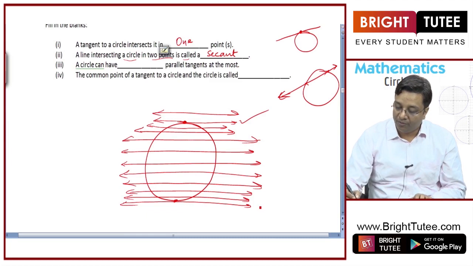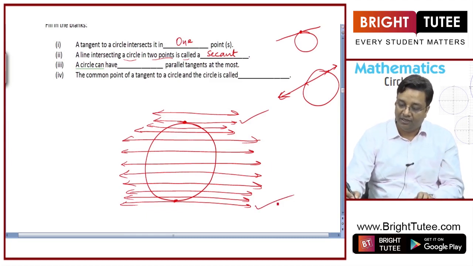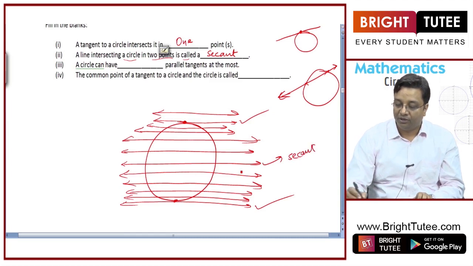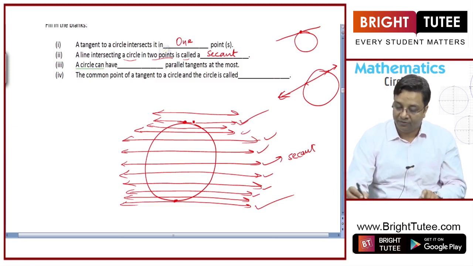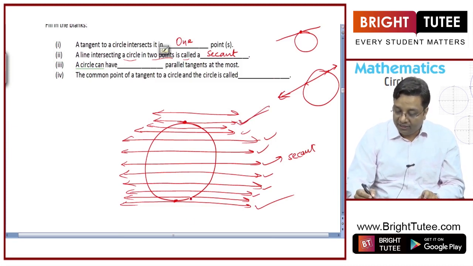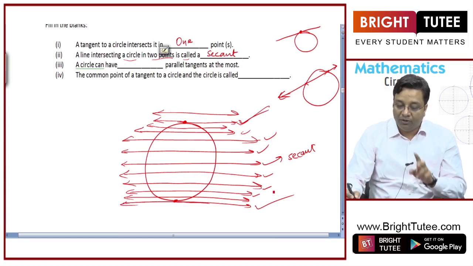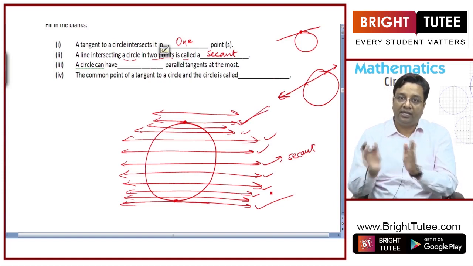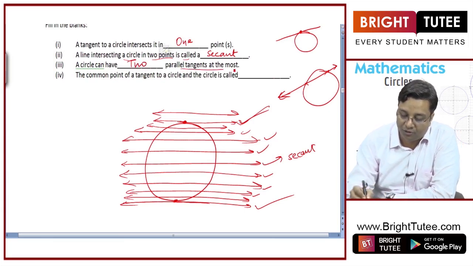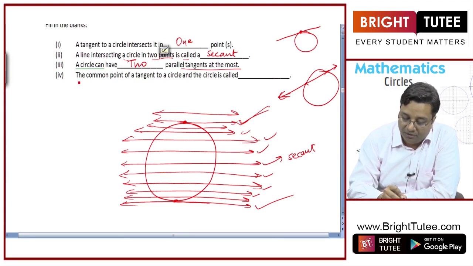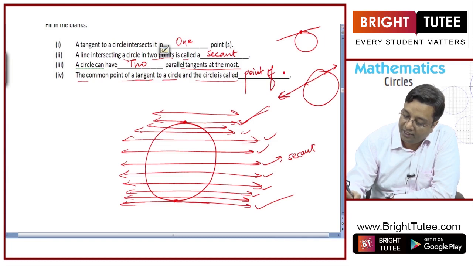So, there can be only two parallel lines that will act as tangents. Let us say this was my given secant. So, I drew these parallel lines to this secant. Then I reached a point when this line started touching a single point of this circle. So, this became my first tangent, and when I go in the other direction, I got this other tangent. So, there can only be two tangents that are parallel to a given secant. So, a circle can have two parallel tangents at the most. Now, the common point of a tangent to the circle and the circle, this point is known as point of contact.